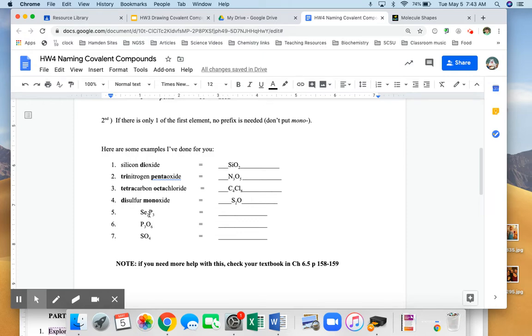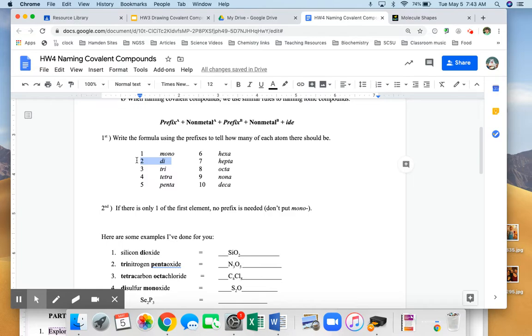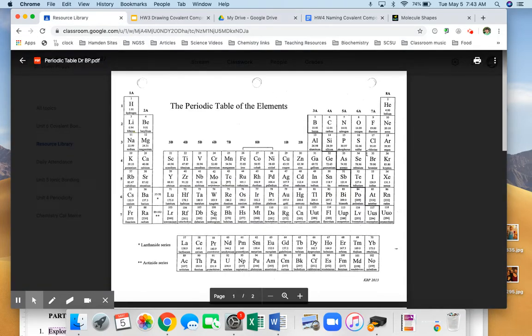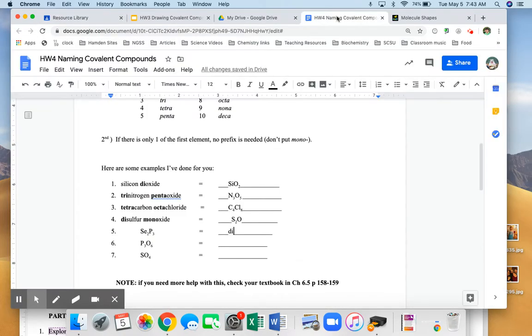Now I'm going to give you the formula and you're going to tell me the name. So first off, in the first position, we do the prefix first. So 2, the prefix is di. So I'm going to type in di something. Se, I'm going to find Se on my periodic table. Se is here. Selenium, so diselenium. And then the second position, there's 3 phosphorus.